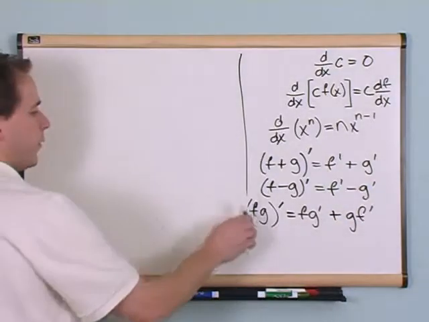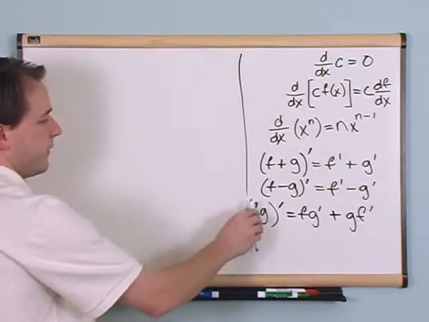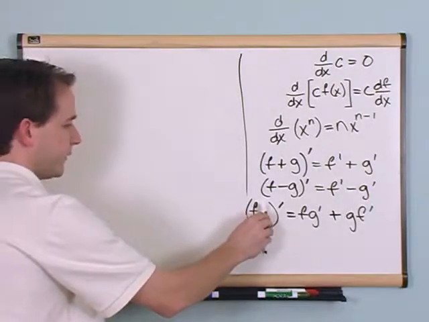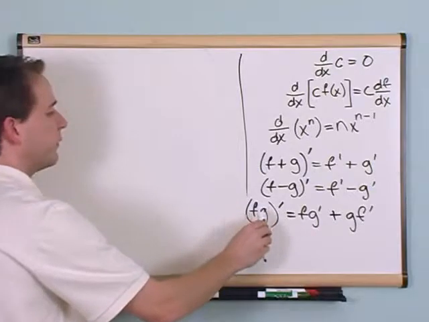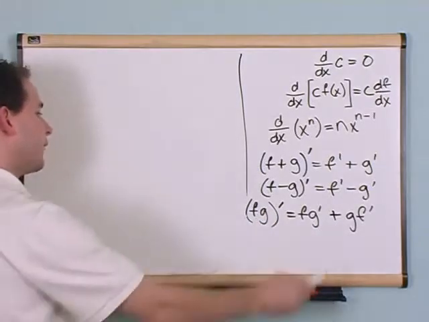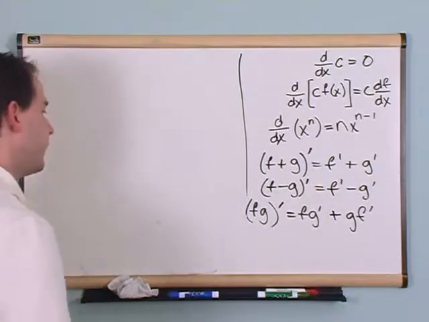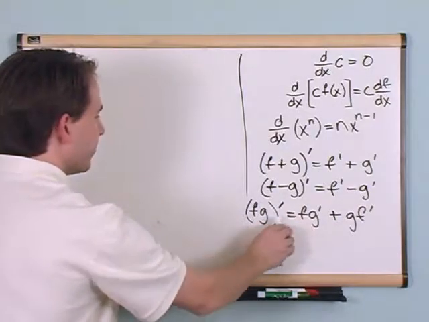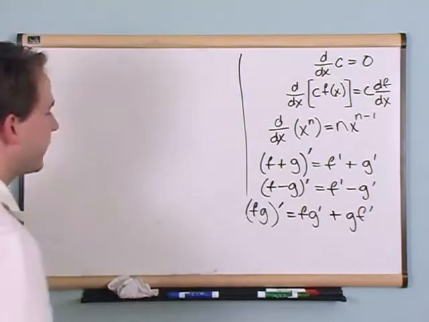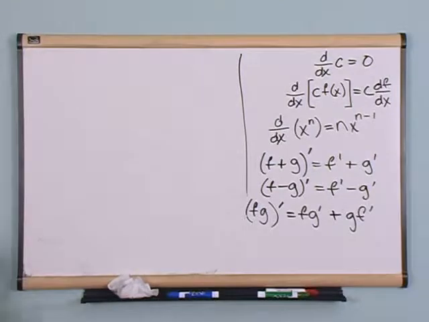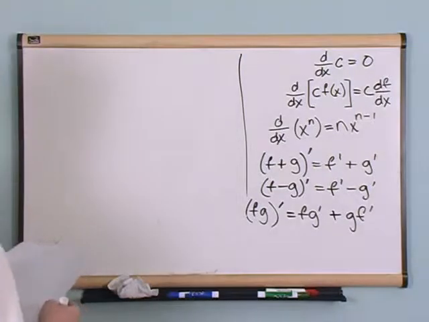So the way I remember it when I see it down on paper is the first times the derivative of the second plus the second times the derivative of the first. And that's what this is saying here. First times the derivative of the second plus the second times the derivative of the first. That's how I remember it. Now, what would be an example of that?